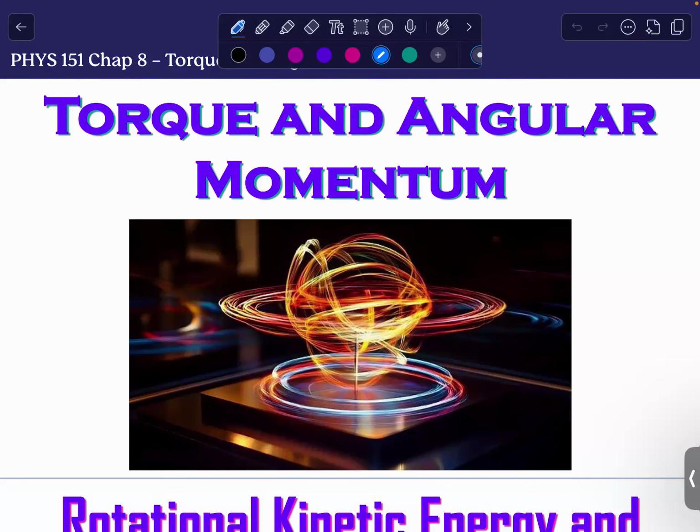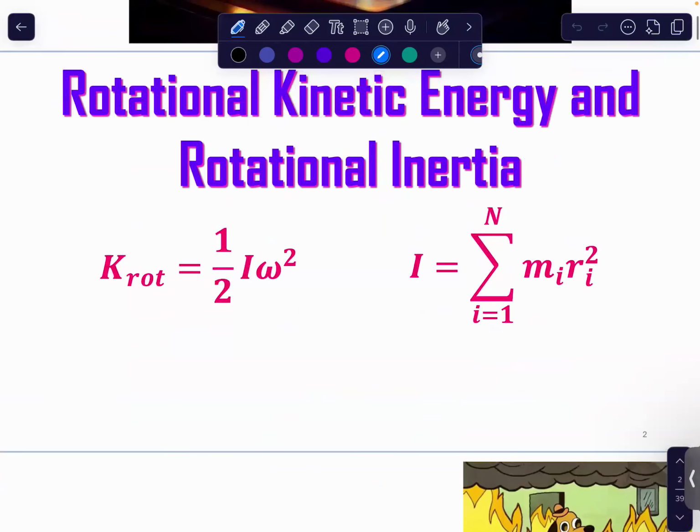All right, everybody, welcome to the start of Chapter 8, Torque and Angular Momentum. We'll start with our concepts of rotational kinetic energy and rotational inertia, or the moment of inertia, of an object of a specific geometry.